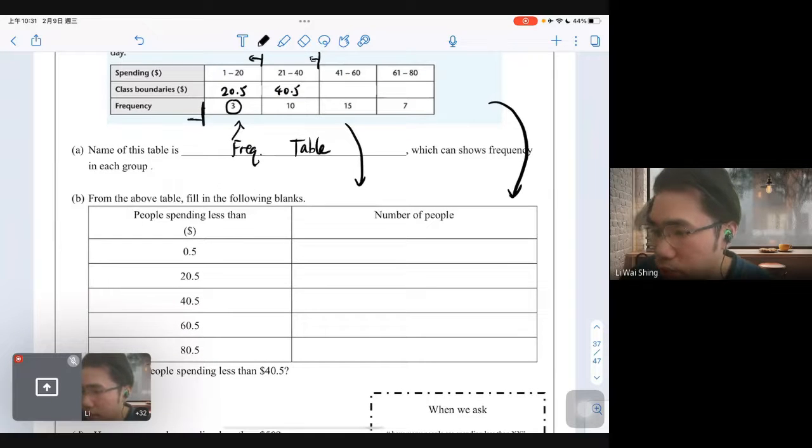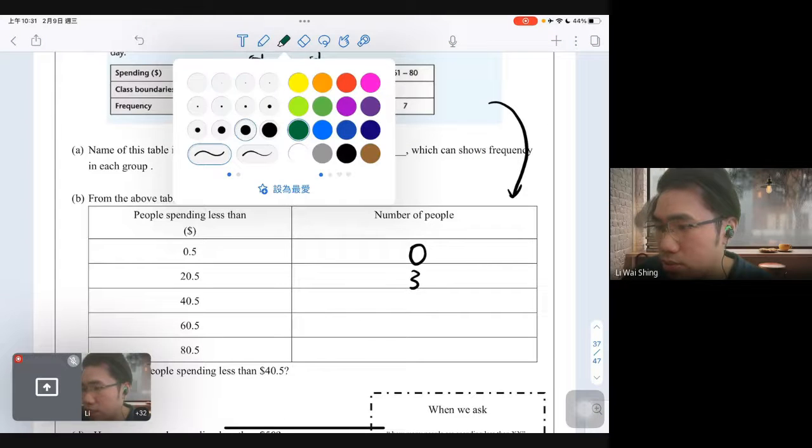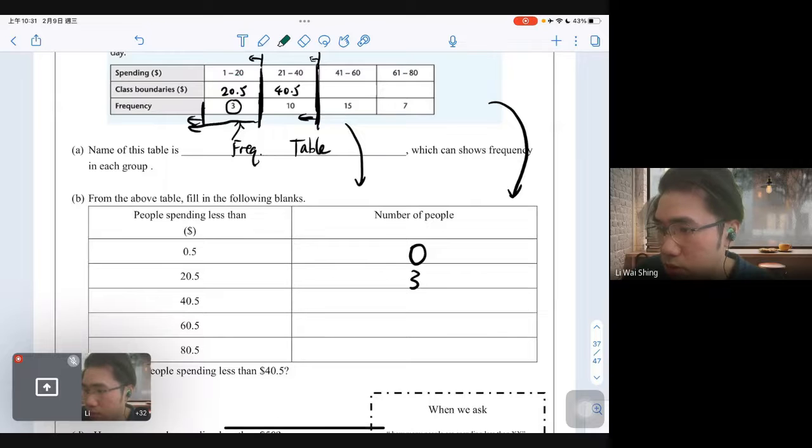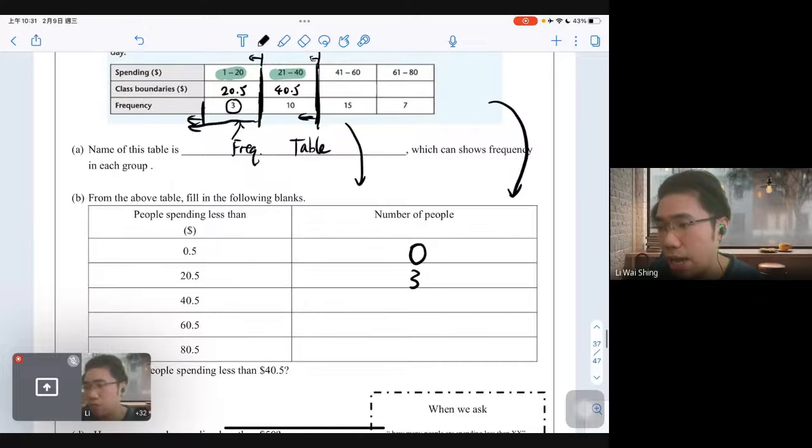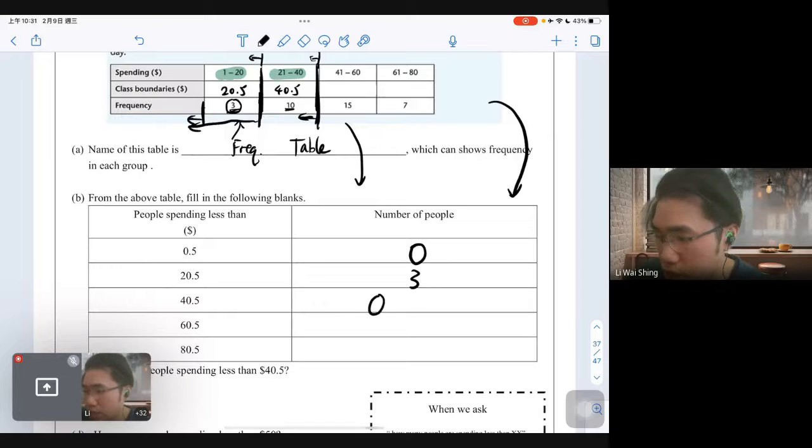Less than 0.5, how many of you? None of you. Less than 20.5, how many of you? A total of 3 of you. Spending less than 40.5, which groups are there? The first group, obviously, and the second group. These two groups are all the people spending less than 40.5. So I add up these two pieces of information. 3 plus 10 is equal to 13.